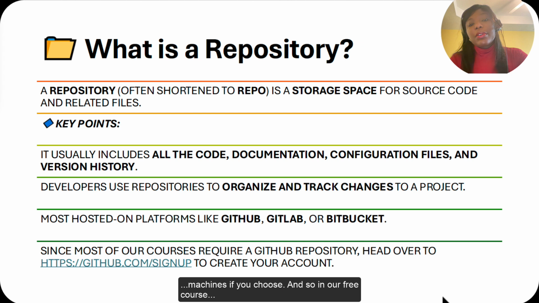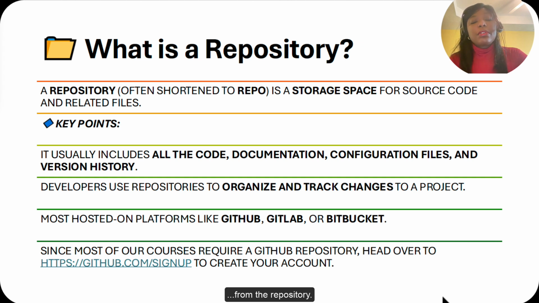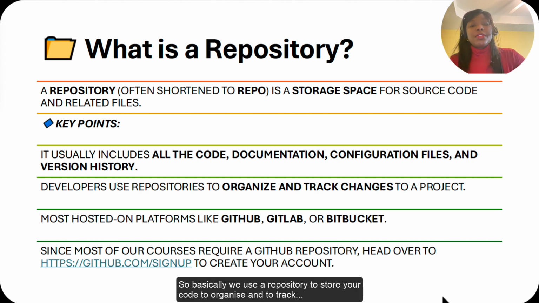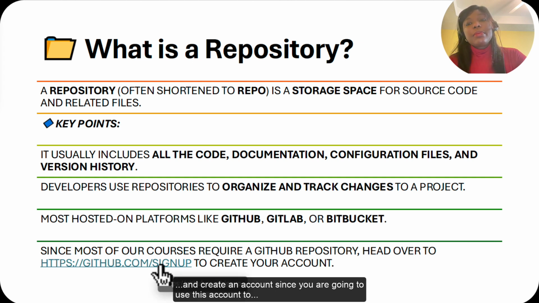And so in our free course starting September, Command Line Git and GitHub, we're going to look in detail at how to create our repositories and how we push and pull code from the repository. Alright. So basically you just use the repository to store your code, to organize and to track changes to any project you have, and you can go ahead to sign up for your GitHub account by going to github.com and create an account, since you're going to use this account to store your source code and for several assignments in other courses that you might take.